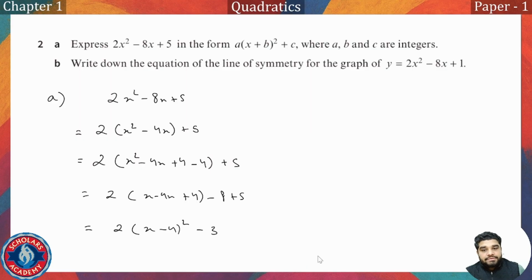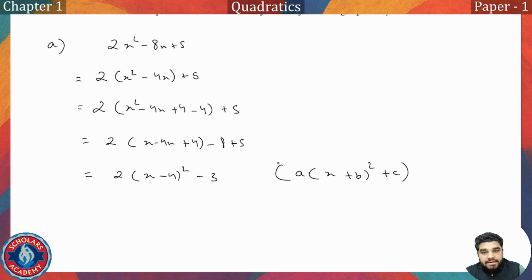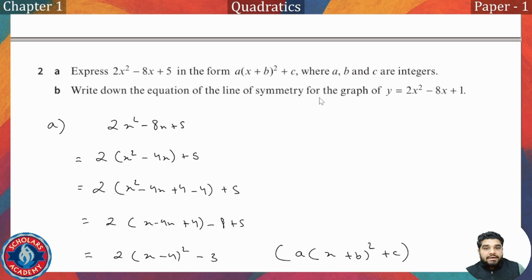Right? So if I compare this with the equation ax plus b whole square plus c, what I get is a is equal to 2, b is equal to minus 4, and c is equal to minus 3. So these are the values of a, b, and c.